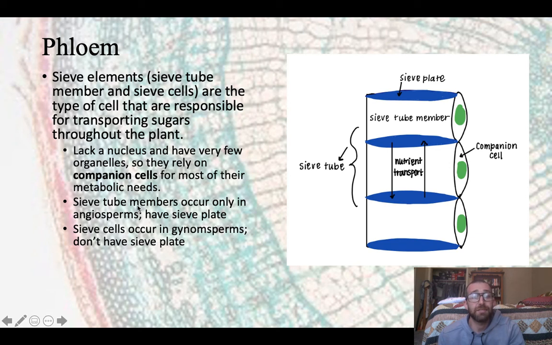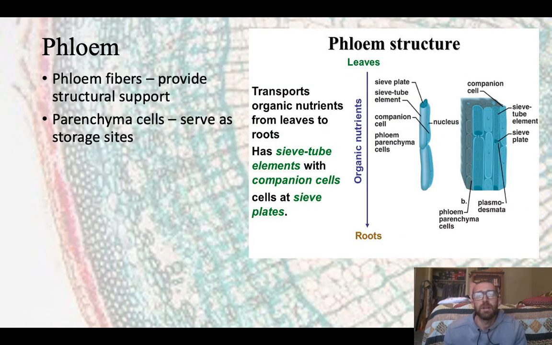So like I said, if you are an angiosperm, your phloem is composed of sieve tube members, whereas if you are a gymnosperm, your phloem is composed of sieve cells. They both are very similar. The main distinction is that your sieve tube members have a sieve plate at the end of them, whereas you don't have that in your sieve cells. And again, phloem is transporting your sugars and other organic nutrients. It goes both ways, so it can be transported up to the leaves or down to the roots.